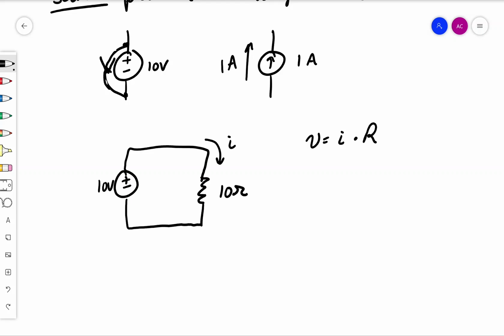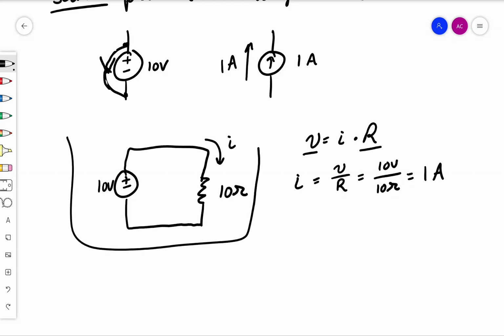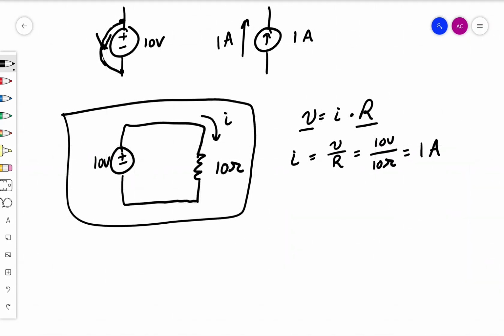Okay, we know V, we know R, so all we need to do is solve for I. So then we can get I by itself and say I is equal to V divided by R. So that's 10 volts divided by 10 ohms. That's going to give us a value of 1 amp. So we're going to say that if we have this circuit here, that 1 amp of current will flow through that resistor. Okay, so this is a pretty simple example.